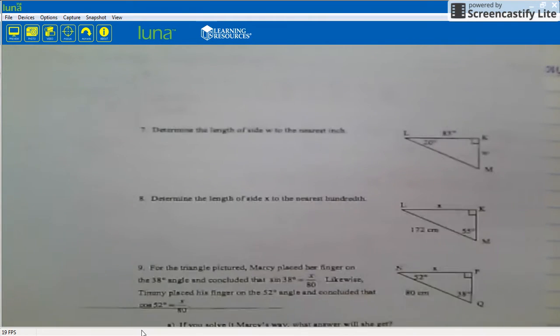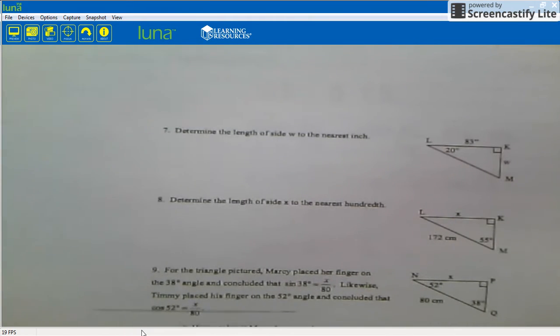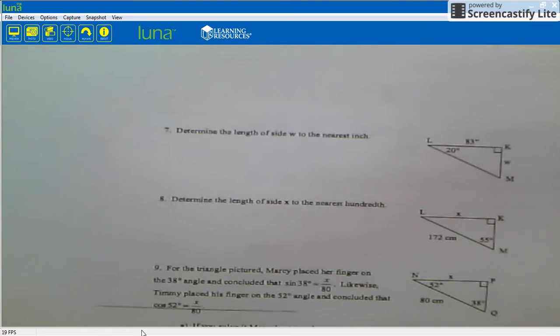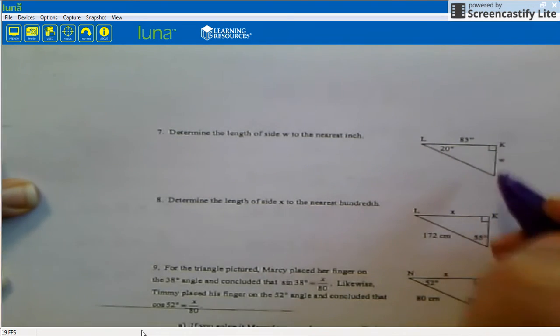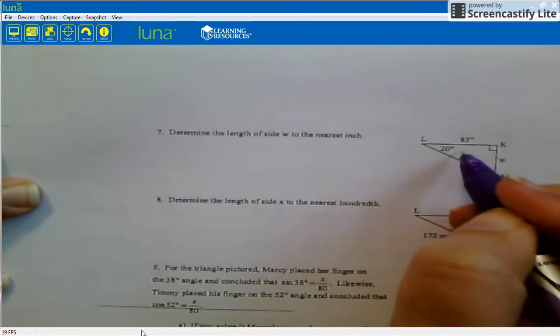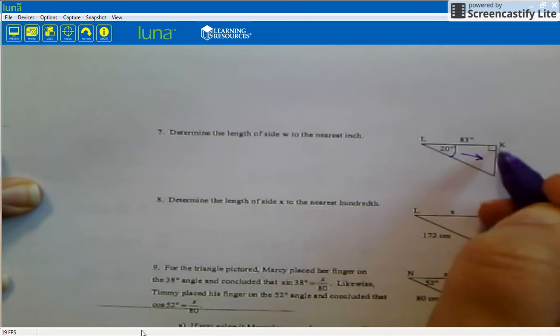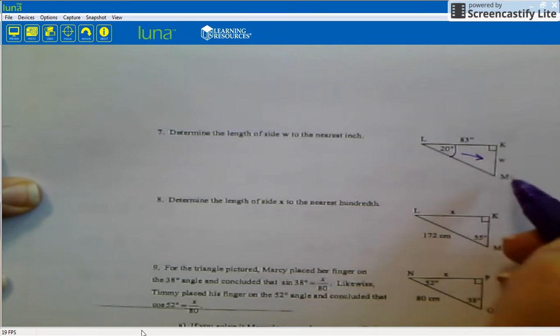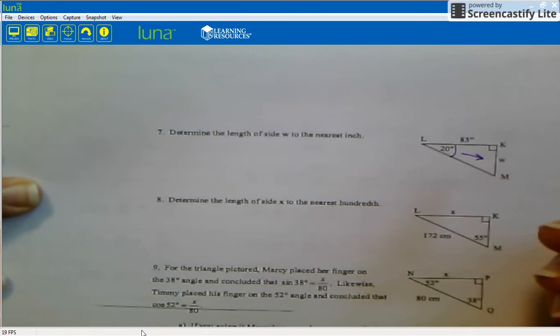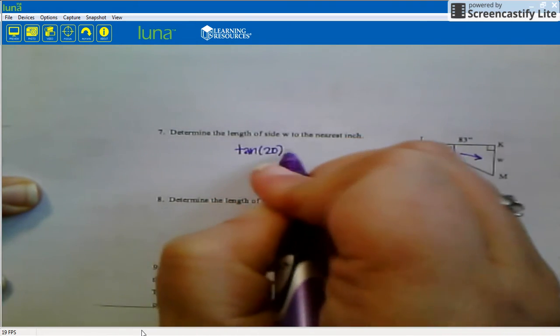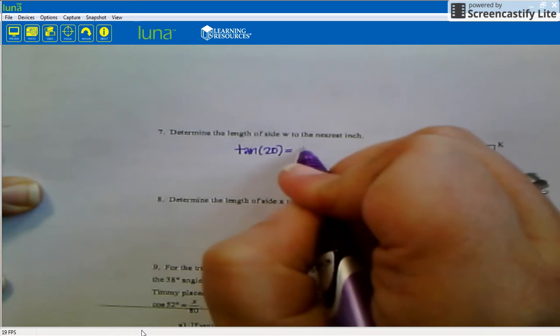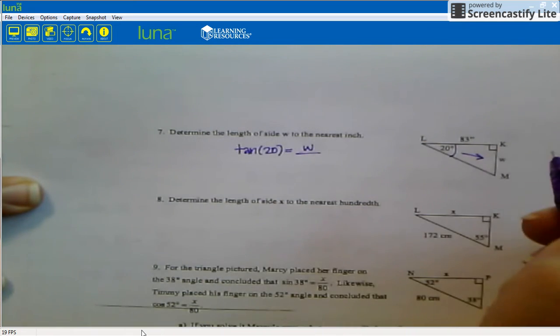On the left-hand side, for number 7, we are determining the length of side W to the nearest inch. So again, here's our angle, and we're looking for the opposite side, and we're given the adjacent side. So opposite and adjacent, we're going to use tangent. So this is the tangent of 20 is equal to W over 83.